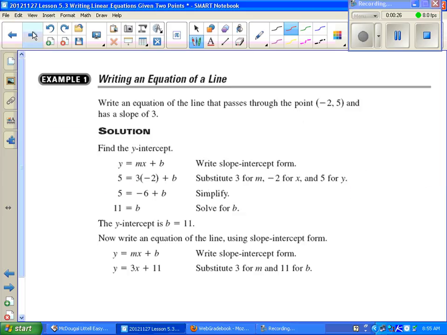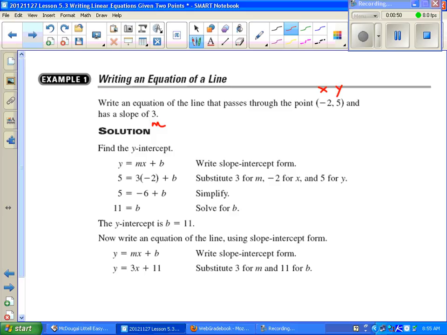The first example says it's a point that passes through negative 2, 5 and has a slope of 3. So this is your x value, this is your y value, and this is your m value. You're just plugging them in their correct places. y equals mx plus b, so 5 equals 3 times negative 2 plus b. 3 times negative 2 is negative 6, so 5 equals negative 6 plus b.